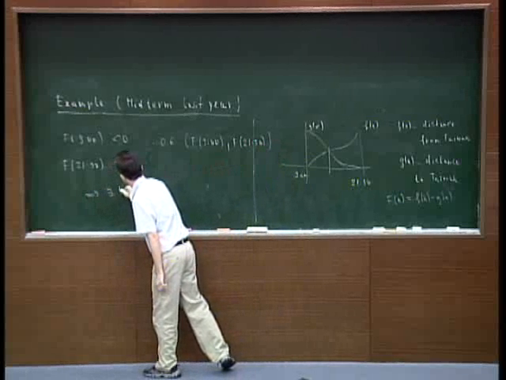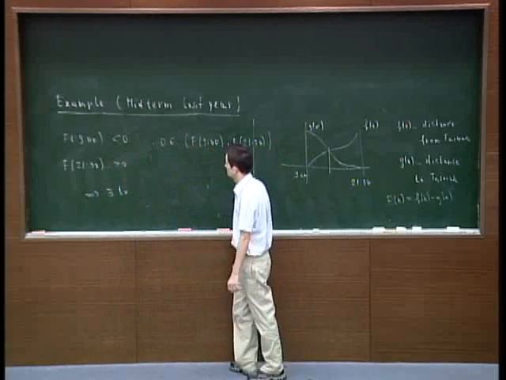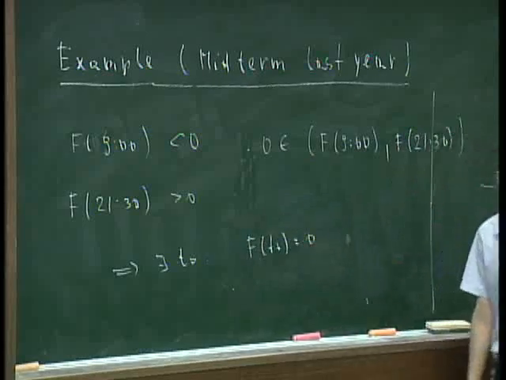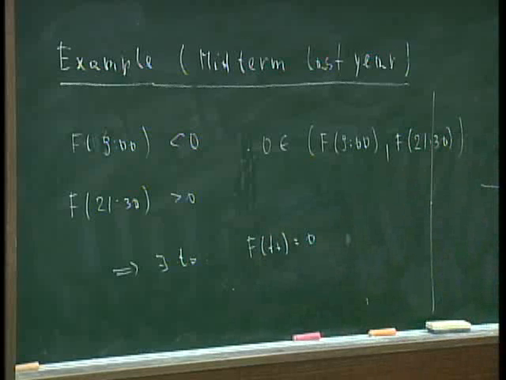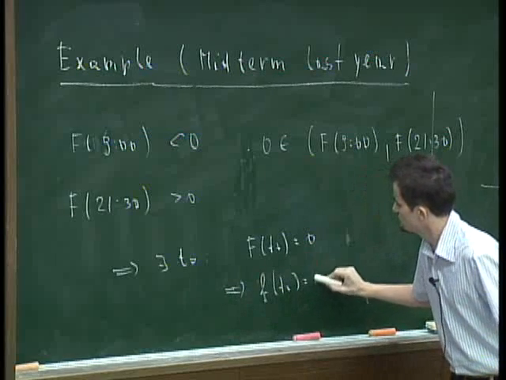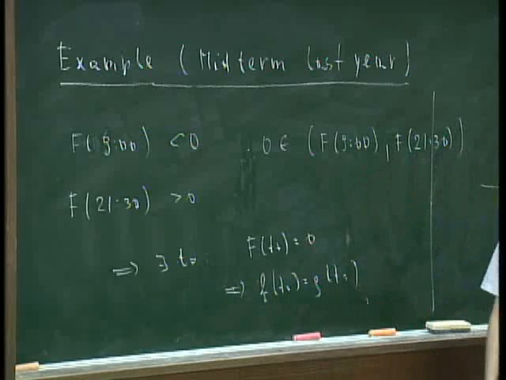There exists a t0 such that f of t0 will be equal to 0. But if you look at this here, this tells you that f of t0 is equal to g of t0. So the distance is the same. So you're at the same point.